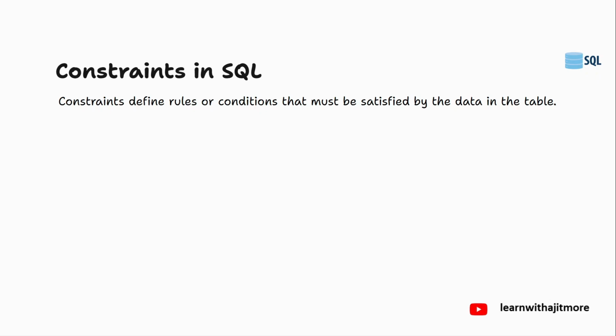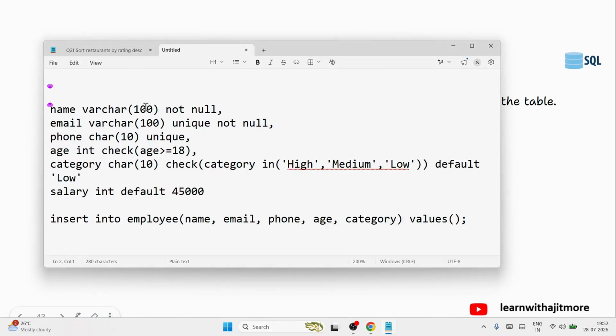Okay, now still two more constraints are remaining. Next is primary key constraint. Like here I'm giving employee ID integer and then I'm writing primary key. Now what is primary key constraint? It says the value in that column should be distinct.